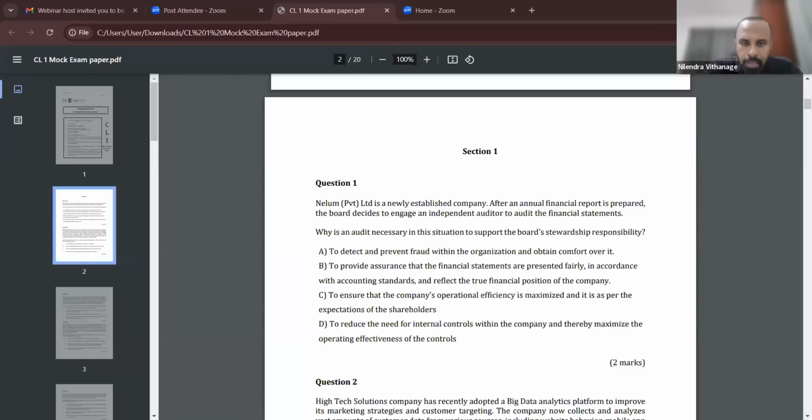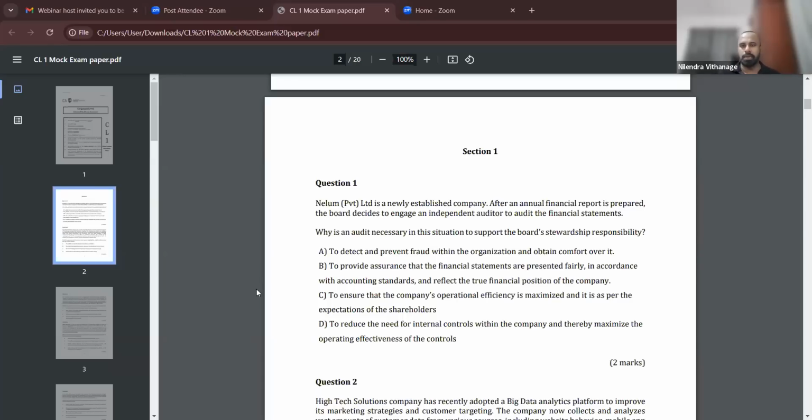Answer is B. Look at C. To ensure that the company's operational efficiency is maximized. No, operational efficiency is not part of the statutory audit. To reduce the need for internal controls within the company. No. Answer is B.